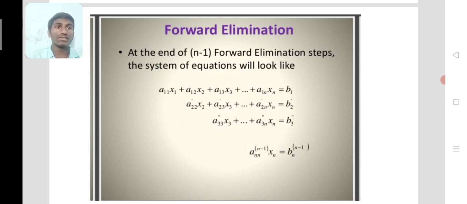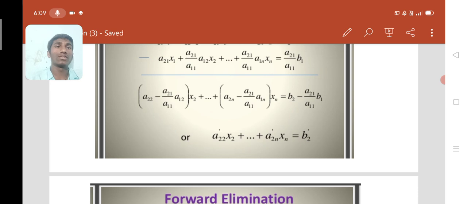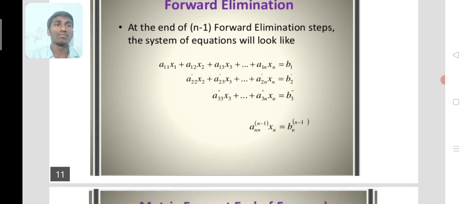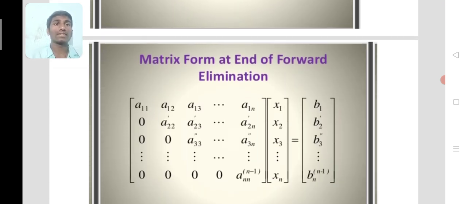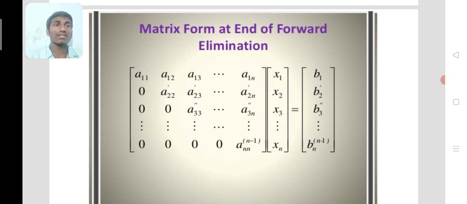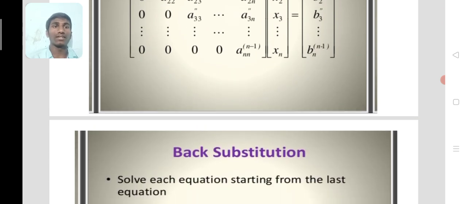By solving from the above equations, we will get an upper triangular matrix as shown here. So the resultant matrix will be in the form of an upper triangular matrix. Here you can see the elements below the diagonal are zeros. So this is called an upper triangular matrix.